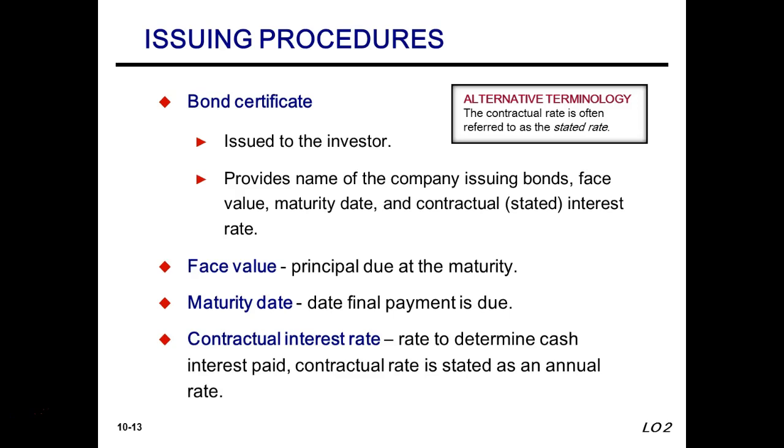So the face value of a bond is the principal due at maturity. The maturity date is the date that the final payment is due. And remember, bonds are different from a traditional mortgage or a car note, where the principal is paid at the very end, and then throughout the life of the bond, interest payments are made. Then we have the contractual interest rate, the rate that is stated as an annual rate and how we calculate the interest payments that are going to be made. Interest payments are generally made semi-annually or annually, once a year.